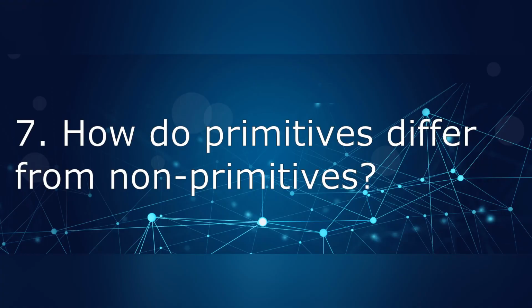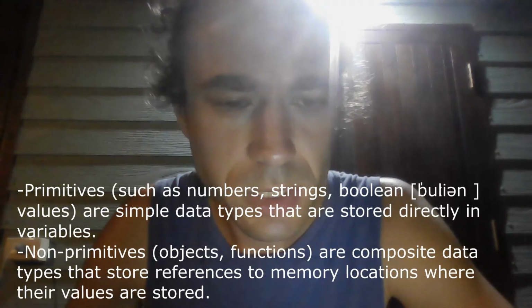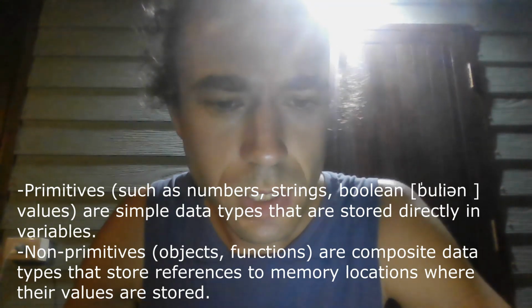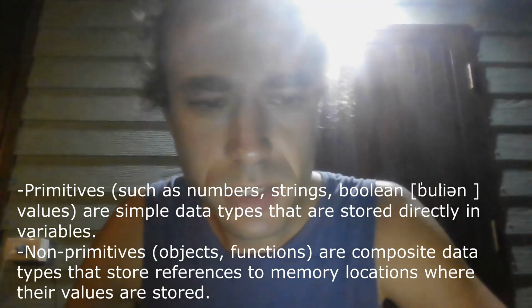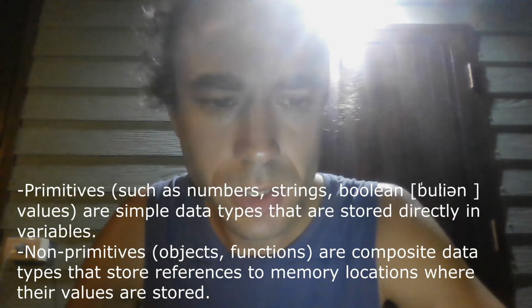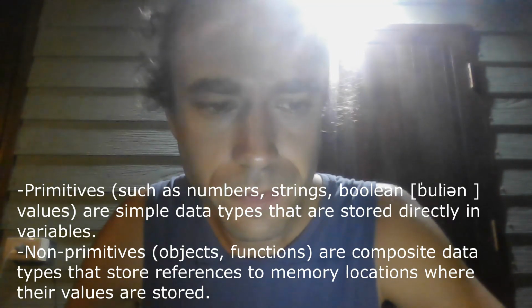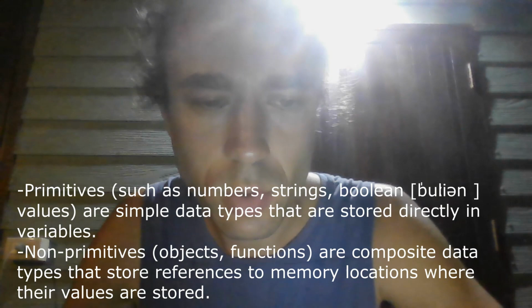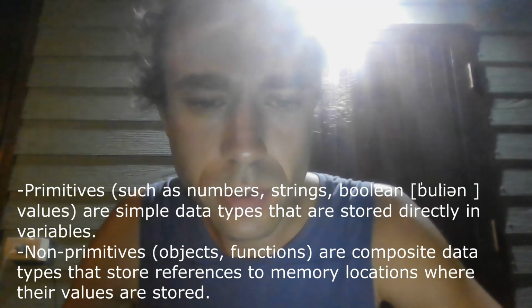How do primitives differ from non-primitives? Primitives, such as numbers, string, Boolean values, are simple data types that are stored directly in the variables. Non-primitives, objects, functions, are composite data types that store a reference to memory locations where their values are stored.